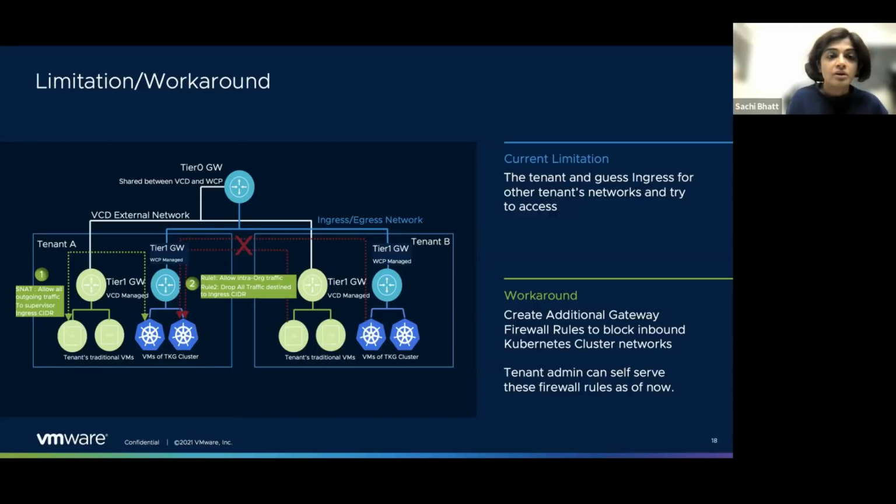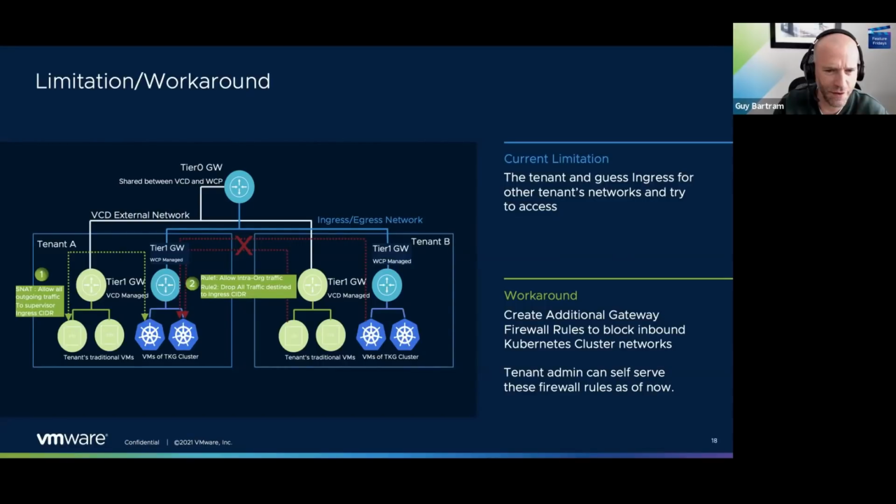And step 2 is to block anything that's coming into the Kubernetes cluster from outside the organization. And then we can provide additional whitelisting rules on the gateway firewall in case we need.